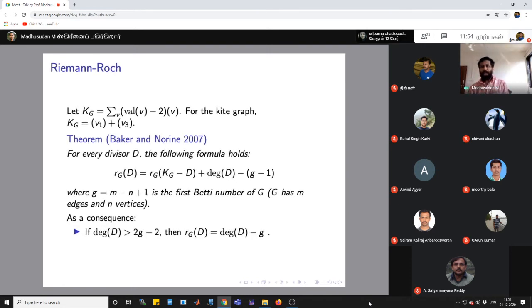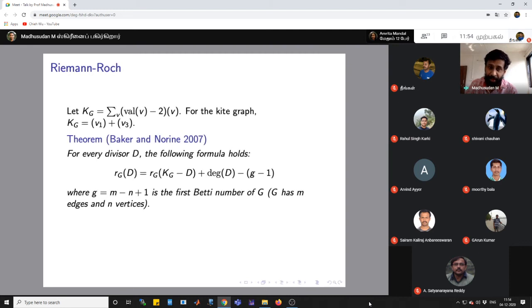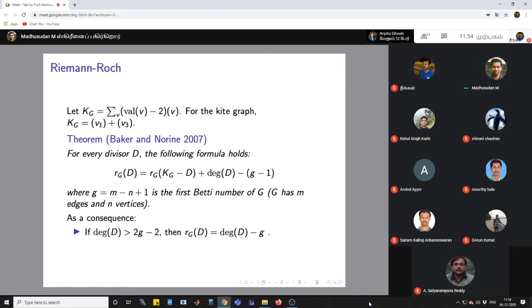Okay, good. So this formula, as you see, can be quite useful for computing the rank. The catch here is that it's recursive. So if you don't know the rank of K_G minus D, then you only know the differences between the ranks of D and K_G minus D. It will not help so much. But in several cases, it's actually very useful.